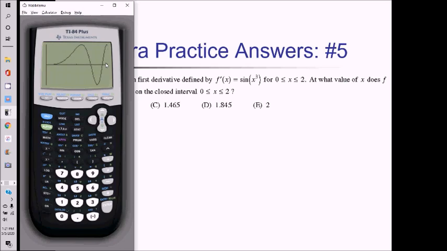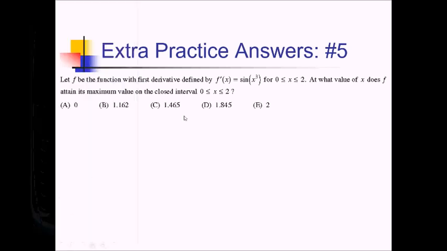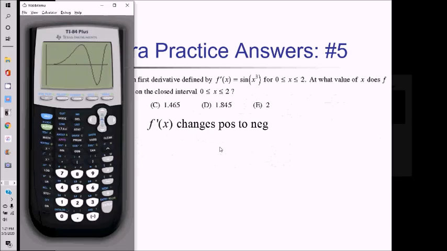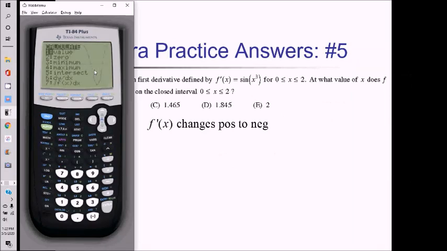Now the important piece here, if you're looking for a max, you're only looking for local maxes in terms of these critical values. And we can see that f prime is changing positive to negative, which is how you find a local max, at just this one spot right here. Let me do second trace and zeros to see exactly what that x value is. So let me see, click one to the left, one to the right, one more for good measure, and that's about 1.465.